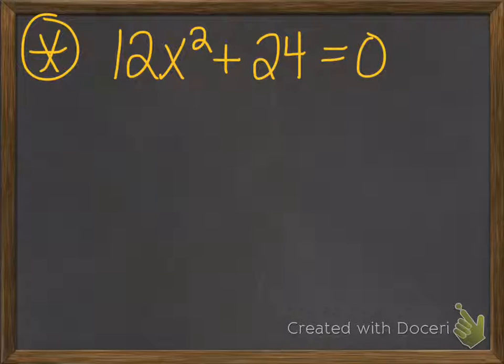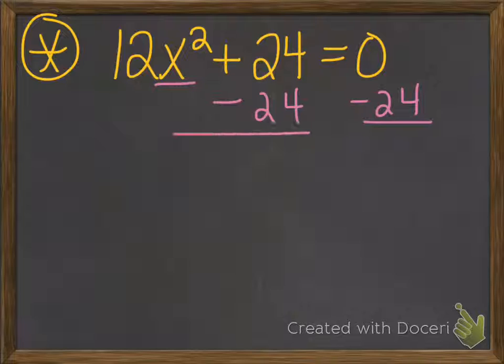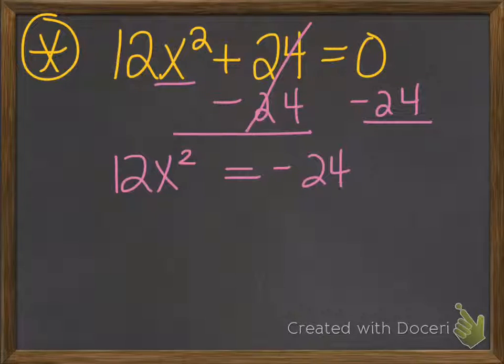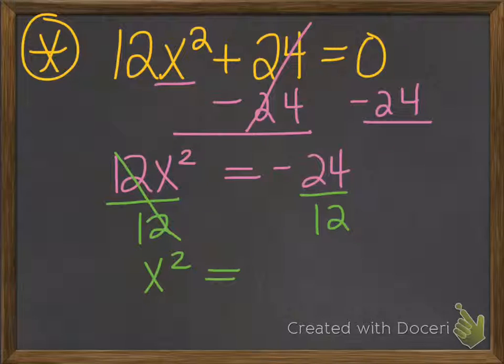In this problem, it's in standard form right now. Again, you can see that b is equal to 0. There's no linear term. But I need to isolate the x squared. To do that, I'm going to subtract 24 to undo the addition. 24 minus 24 is 0. So I have 12x squared on the left is equal to negative 24 on the right. Next, I need to divide to undo the multiplication. And 12 divided by 12 is 1. So I have x squared on the left, and negative 24 divided by 12 is negative 2.